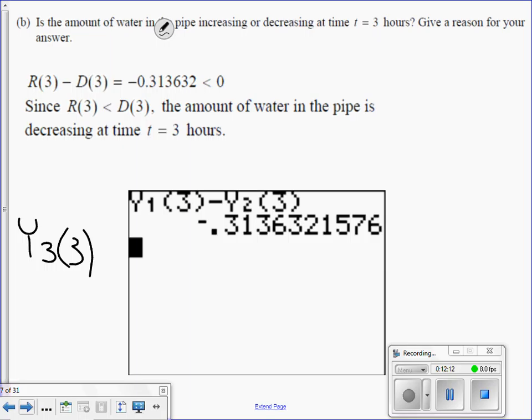But either way, you'd get an answer of negative 0.313. So that would be decreasing because you got a negative value. Alright? So whenever they ask you if the quantity is increasing or decreasing, check if rate in minus rate out is positive or negative.